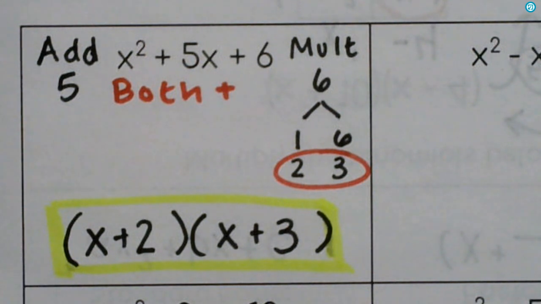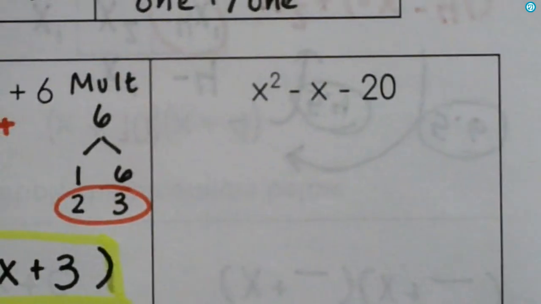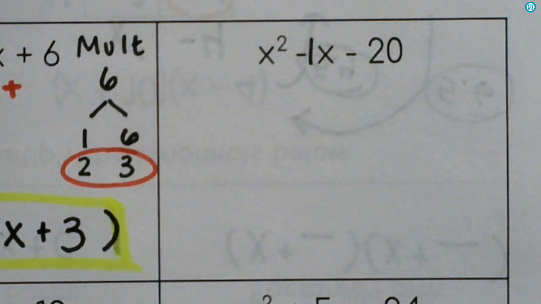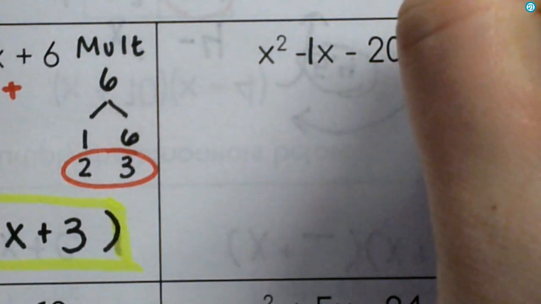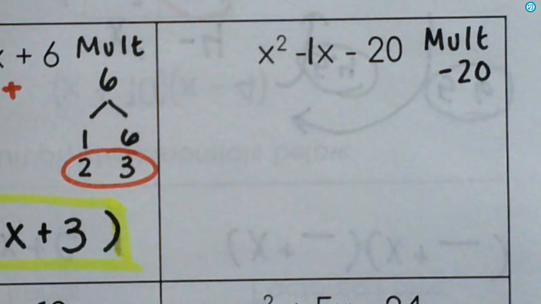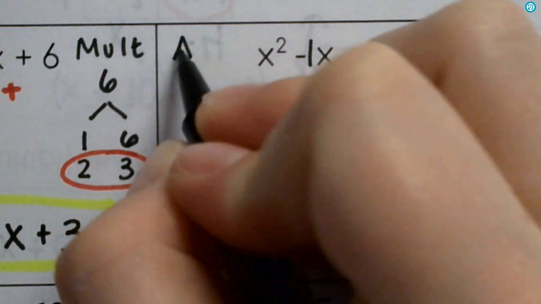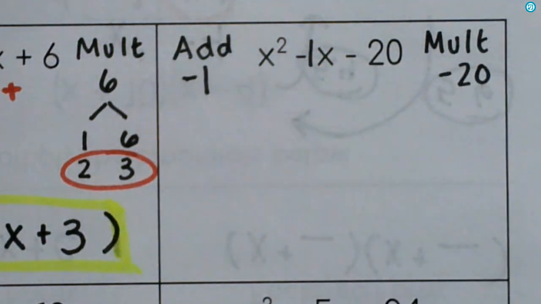Okay. Next one, we've got x squared minus x minus 20. First thing that I'm going to do is I'm going to put an imaginary 1 right here. I need to know that there's an imaginary negative 1 right there. So I need to find 2 numbers that multiply to my last number. So they need to multiply to negative 20. And they need to add together to be negative 1. So they multiply to the last, add to the middle.